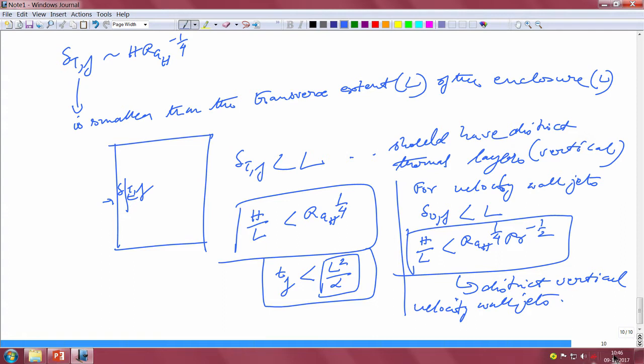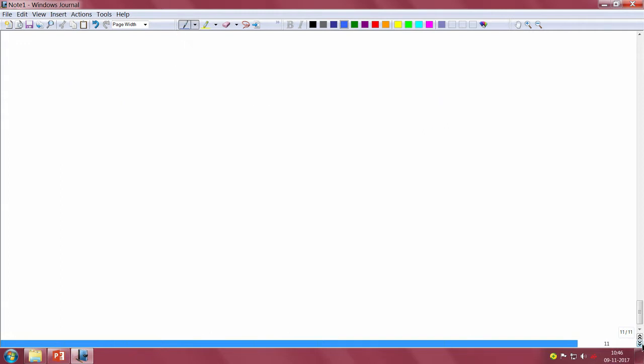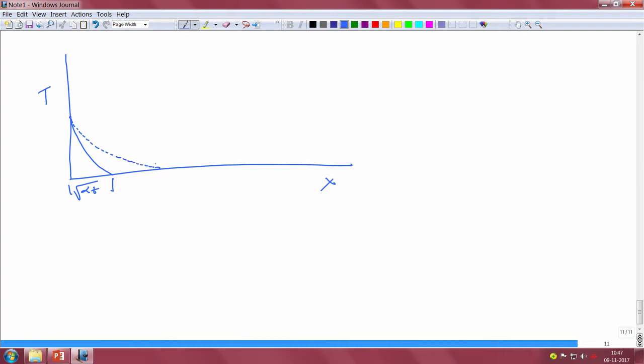So, this can be put in a figure form. And this is T, this is X. As you know, initially this intercept is basically your alpha T root over, and then of course we have this as your final delta T f. Okay. So, this is how this mechanism works.